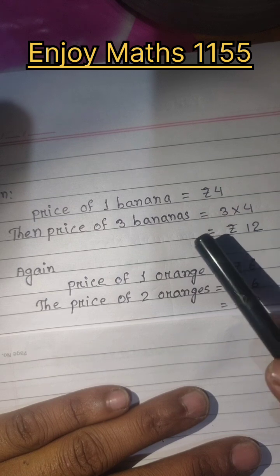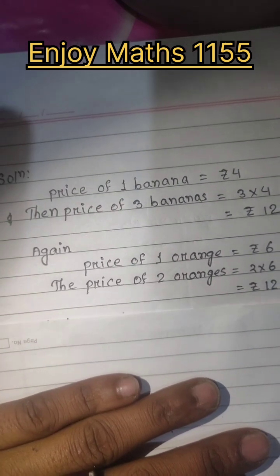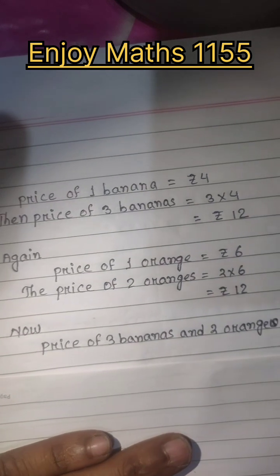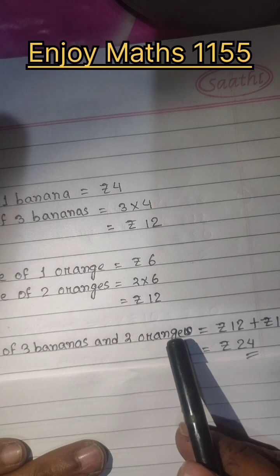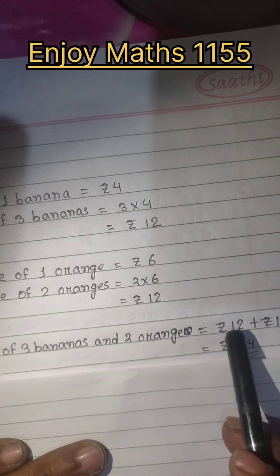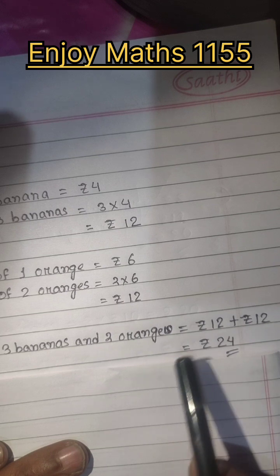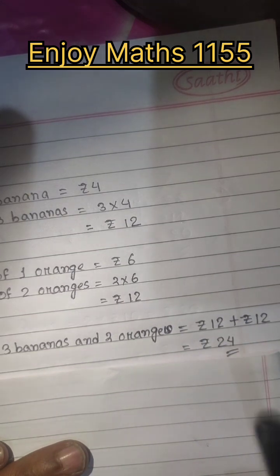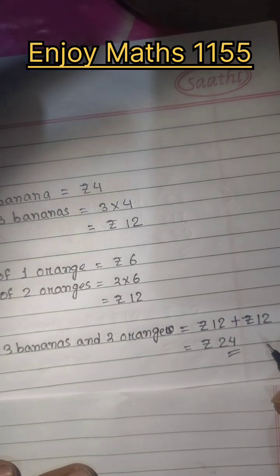He has bought 3 bananas and 2 oranges. That means what we have to do? See, now see, the price of 3 bananas and 2 oranges will be how many? 3 bananas how many rupees? 12 rupees. And 2 oranges how many rupees? 12 rupees. That means 12 plus 12 will be how many? 24 rupees. That means this one is the answer of question number 5.